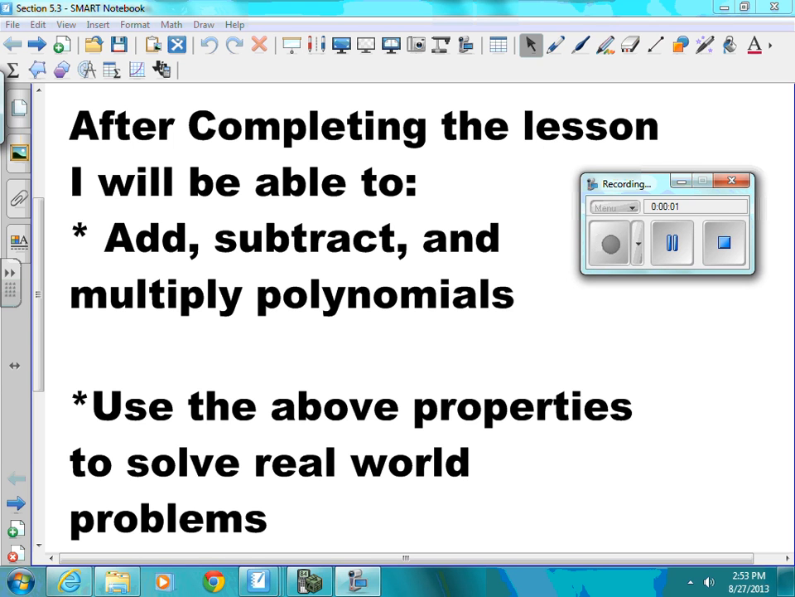Welcome back. We're going to continue with Unit 2, Chapter 5. We're going to go with Section 5.3, and these are the targets or goals for this lesson.